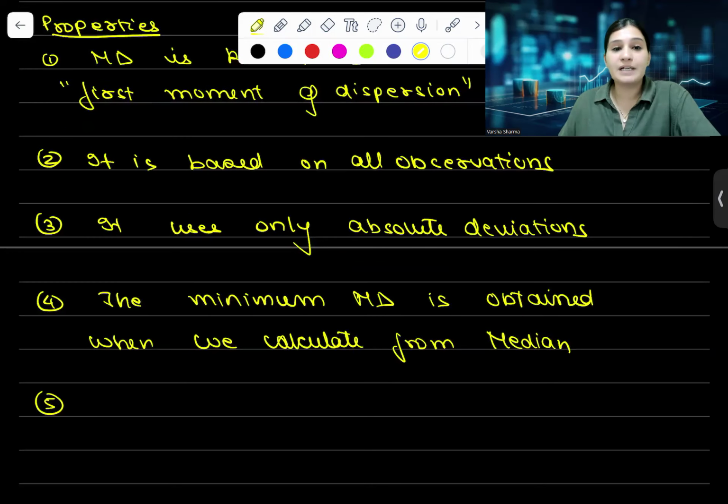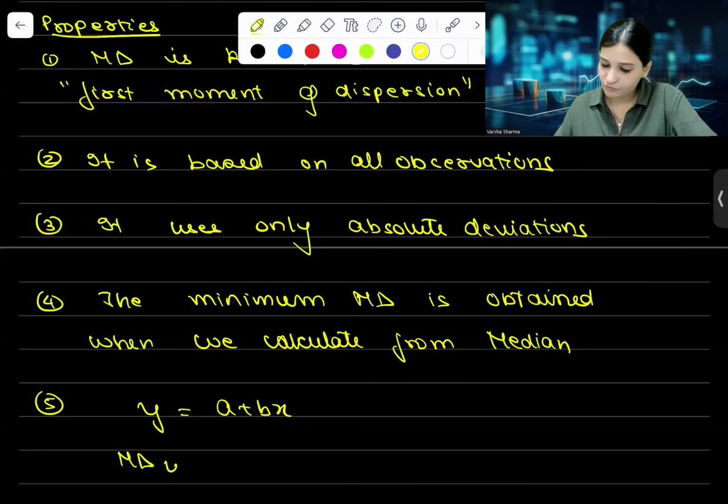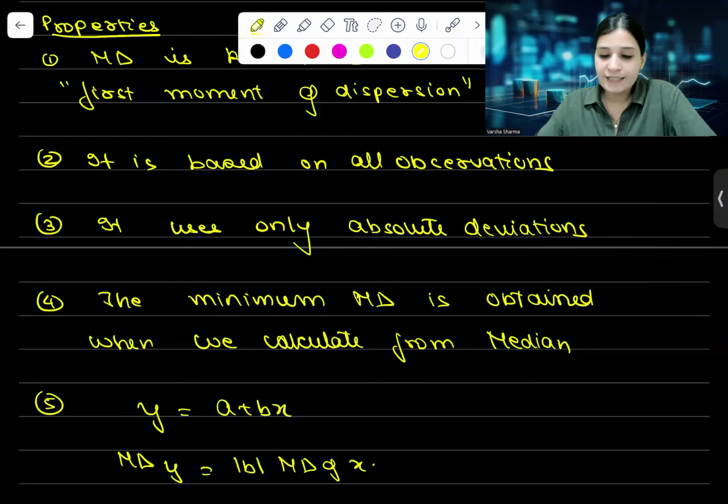Mean deviation is not affected by change of origin, but it will be affected by scale. So if y is a plus bx, then mean deviation of y will be absolute value of b into mean deviation of x. Anything that we add or subtract doesn't matter. The only thing that matters is the multiplication part.